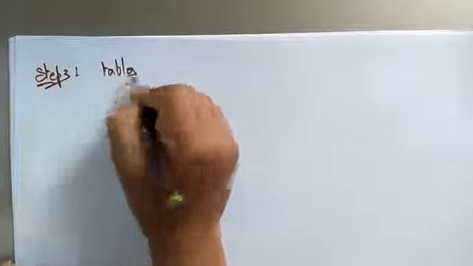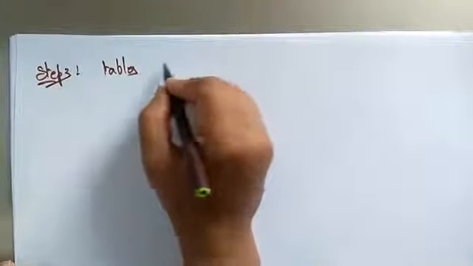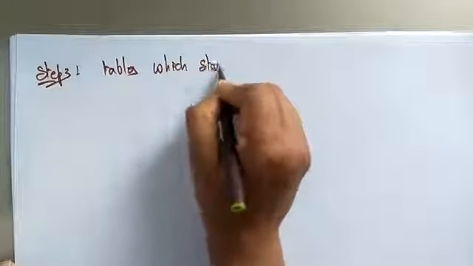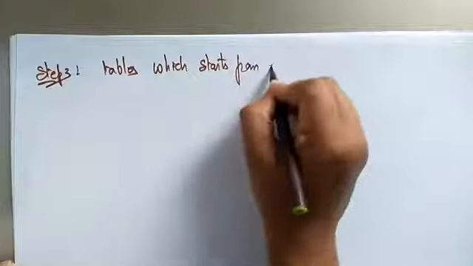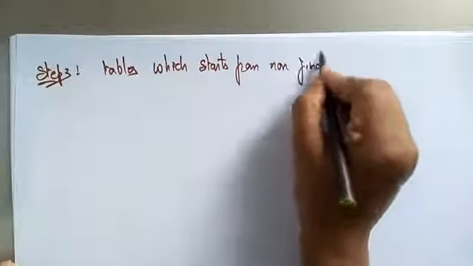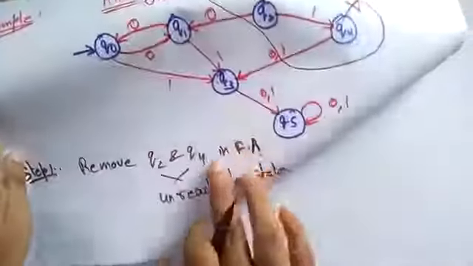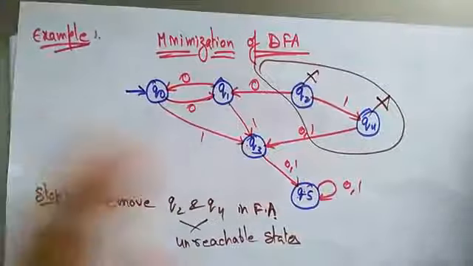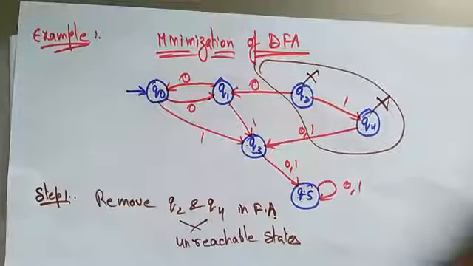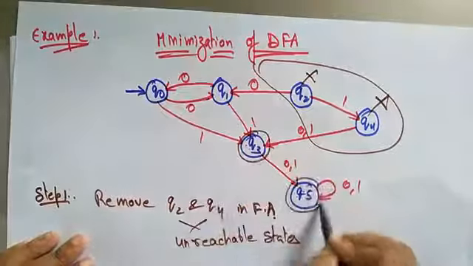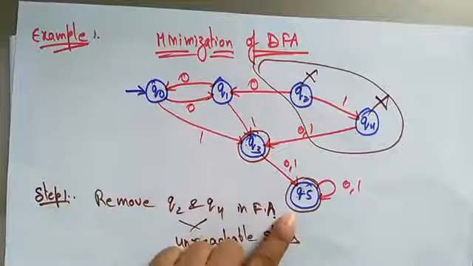Step 3: the table which starts from non-final states. So what are the non-final states? Sorry, I didn't mark the final states, only the initial state. Q0 is the initial state, and the final states are Q3 and Q5. These two are the final states.